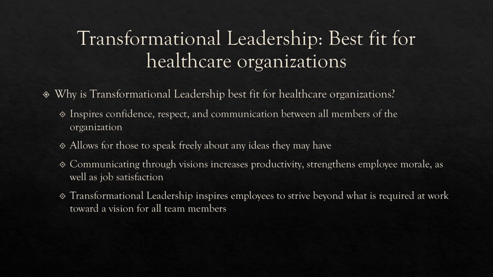Transformational leadership allows for those to speak freely about any ideas they may have, as well as any concerns. As a transformational leader, communicating through visions increases productivity, strengthens employee morale, as well as job satisfaction. Transformational leadership inspires employees to strive beyond what is required at work, toward a vision for all team members. This leadership allows for those with a goal or a vision to express this as a team.